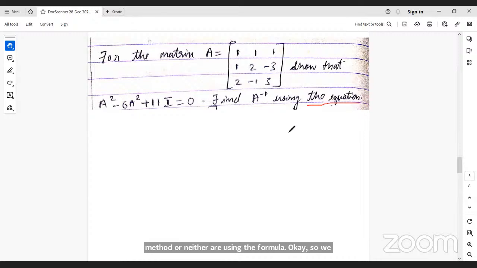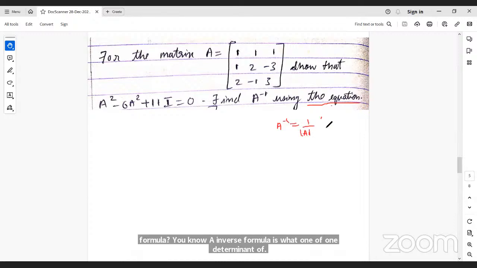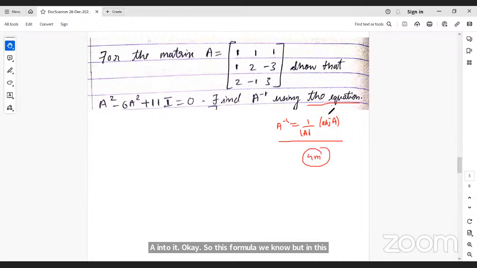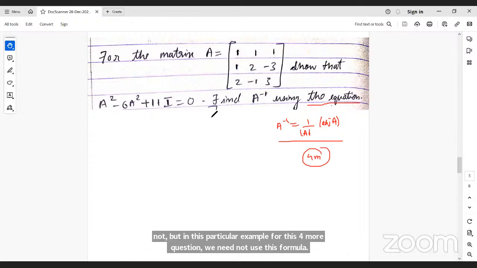We already know the A inverse formula. What is it? A inverse is 1 upon determinant of A into adjoint of A. This formula we know, but in this particular example, for this 4 mark question, we need not use this formula. Without using the formula, we have to calculate A inverse. Strictly they have said find A inverse using the equation.